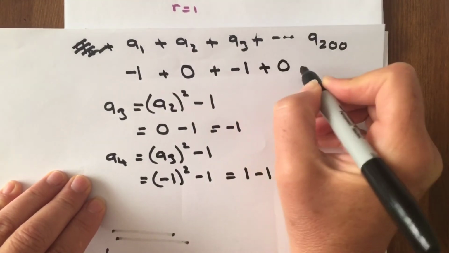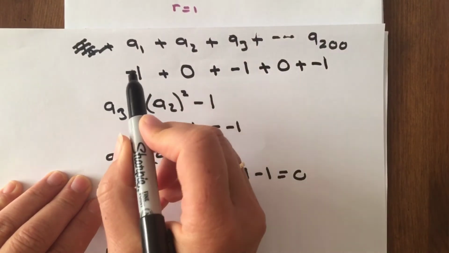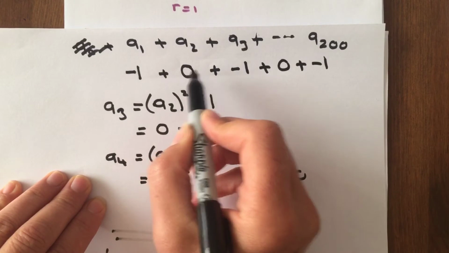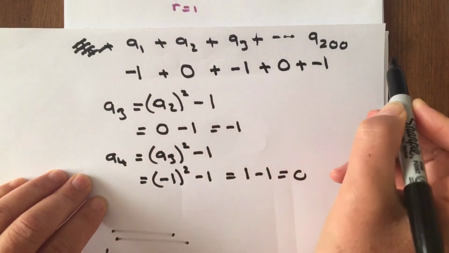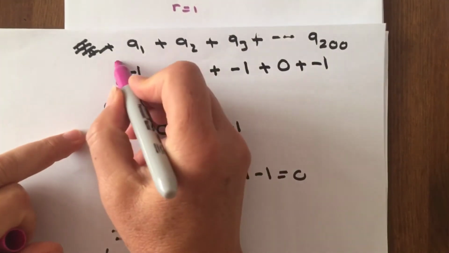So you can see what is happening. This is oscillating: minus 1, 0, minus 1, 0, minus 1, 0. Now we'll talk about what type of sequence this is later on. It's called a periodic sequence, but I go into more depth on that later. So this is what I get here.